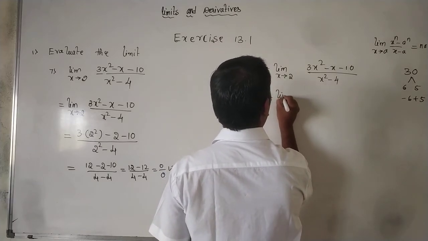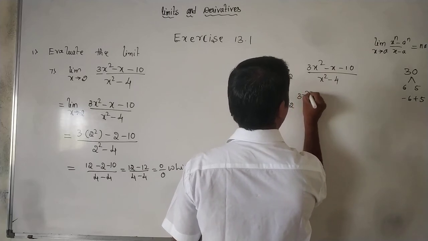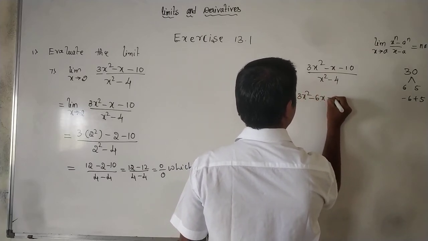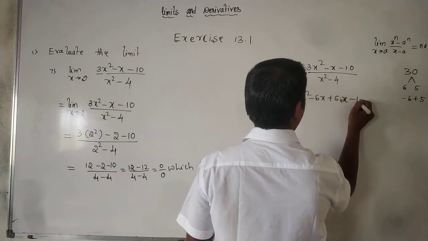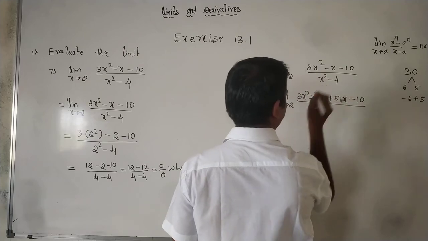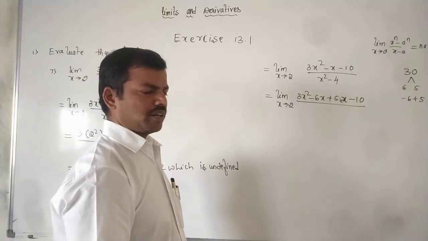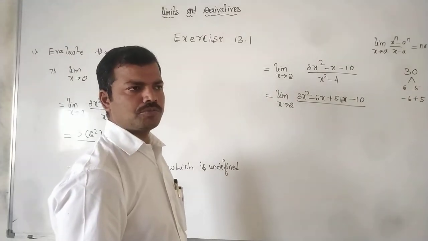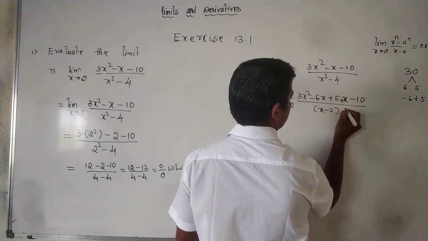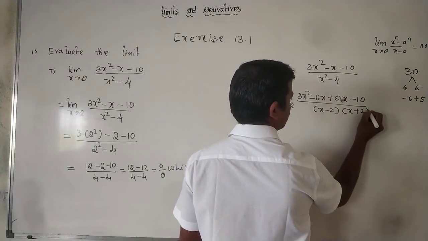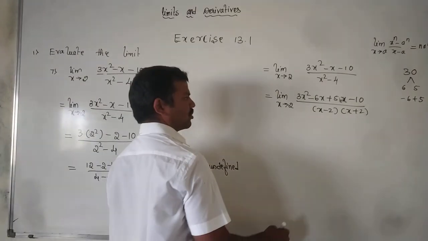Limit as x tends to 2, that is 3x square minus 6x plus 5x minus 10 divided by, we can factorize that is a square minus b square. A square minus b square means a plus b, a minus b. So one we can write that is x minus 2, another one is x plus 2. We have to simplify this. Otherwise we don't have any alternative method.